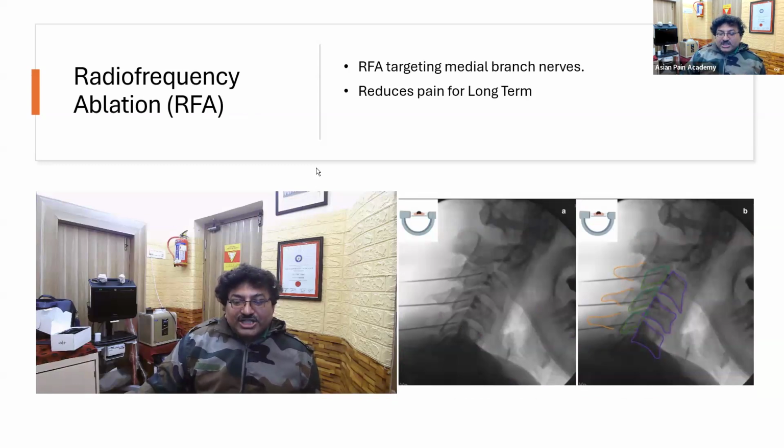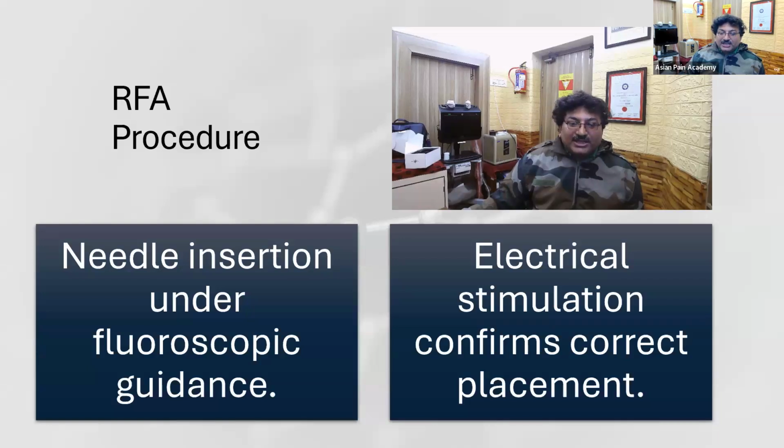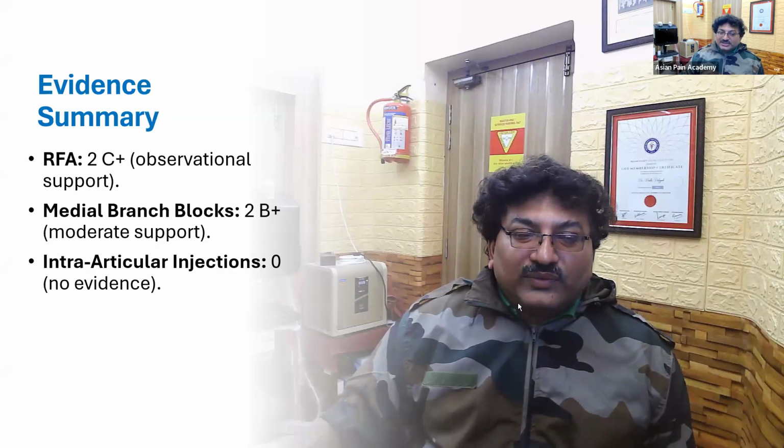Now, radiofrequency ablation has definite advantages. It can reduce the pain in the long term and it can target the medial branches. Now, in the RFA procedure, there are two important parts. One, needle insertion under fluoroscopic guidance, and electrical stimulation to confirm the correct placement. That is why even without seeing the medial branches under the fluoroscopy, we are able to successfully give relief to a number of patients. Nowadays, definitely with the ultrasound, it has become easier, but with this it is possible.